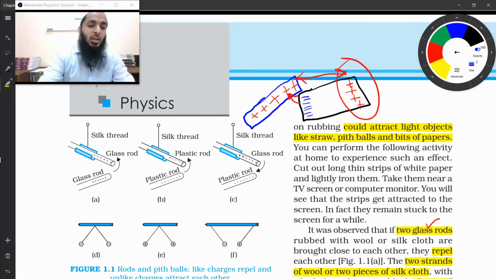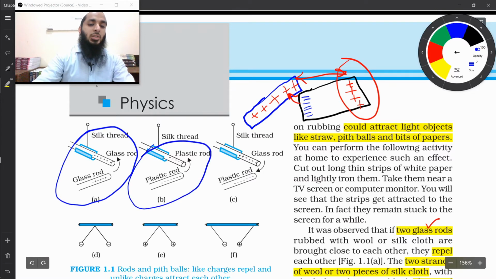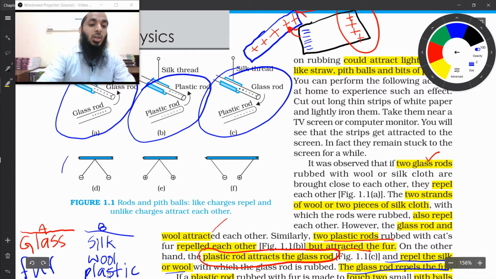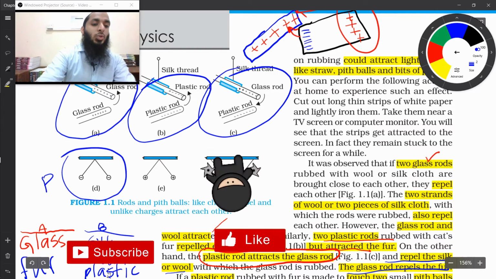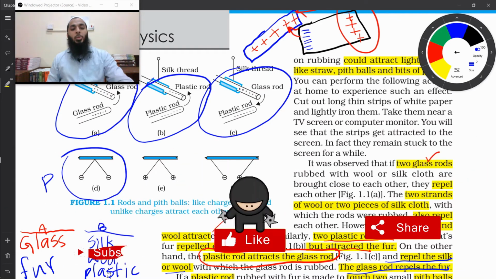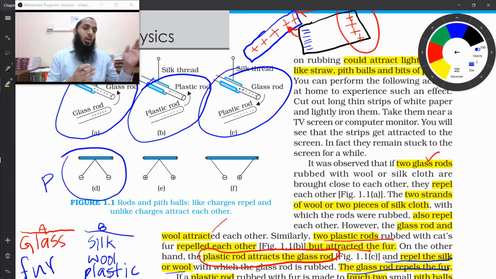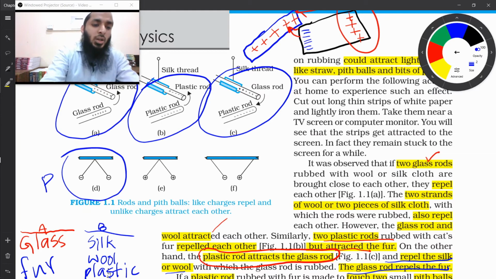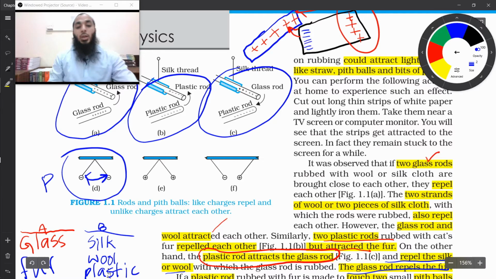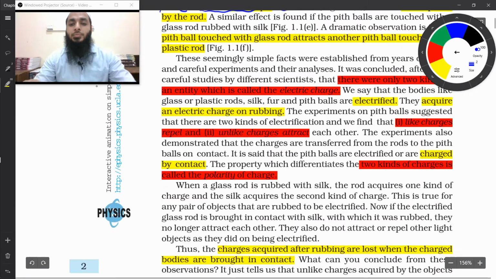We have already seen that glass rod repels glass, plastic repels plastic, and glass attracts plastic. Now this is what they are talking about, the pith balls. Now this pith ball has been touched with plastic, so I am writing P over here. So it will be negatively charged. Both the pith balls get the charge of the plastic rod. So when both are negative, obviously they will repel each other. That's what is shown here. They are repelling each other. Now the second case, we'll read on.